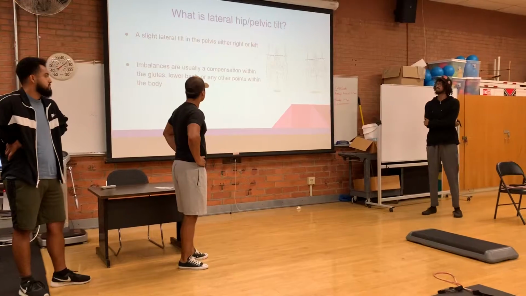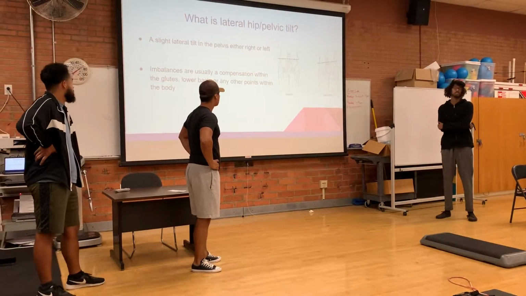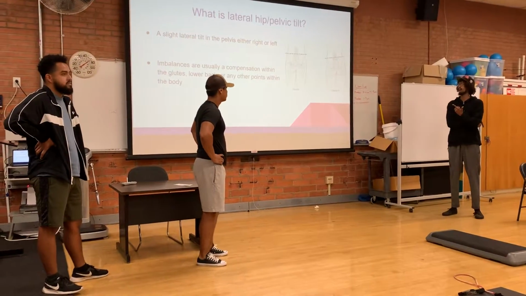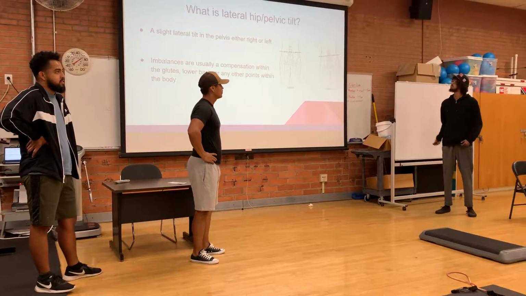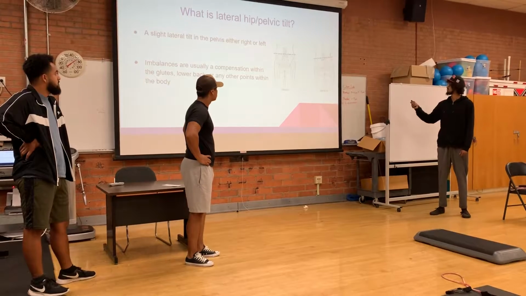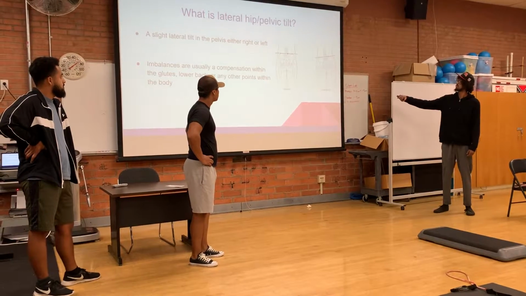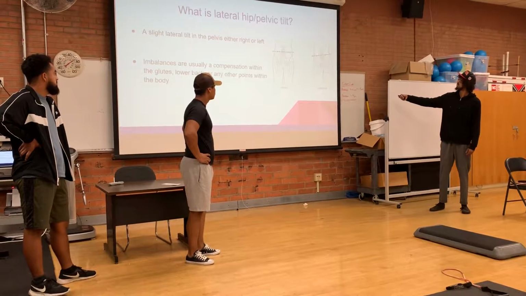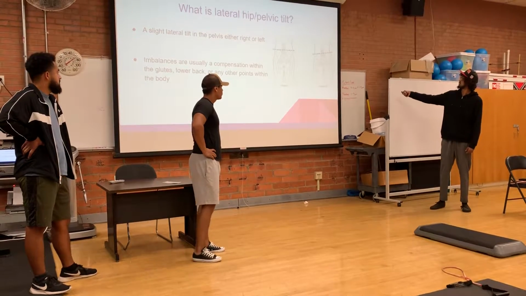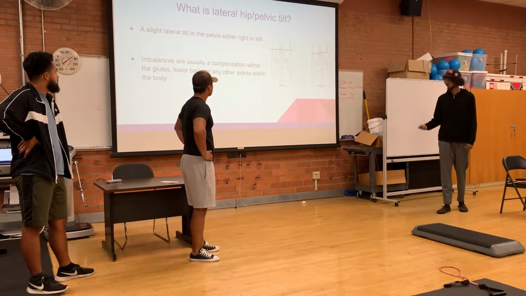Some things that you can see are imbalances, usually compensations within the glutes, lower back, or any other points within the body, since the body's all connected throughout. As you can see right here, those are even hips. And right here, that would be the lateral tilt. One side compresses down, one elevates higher than the other.